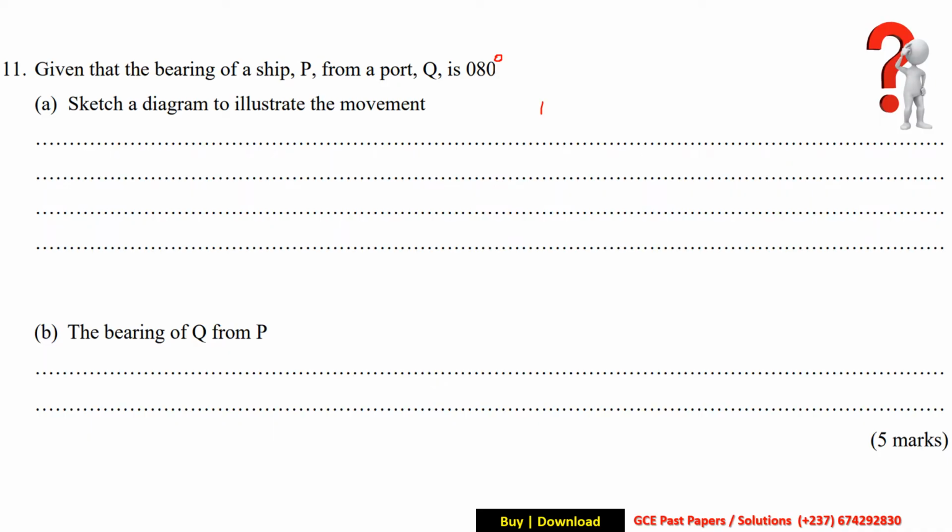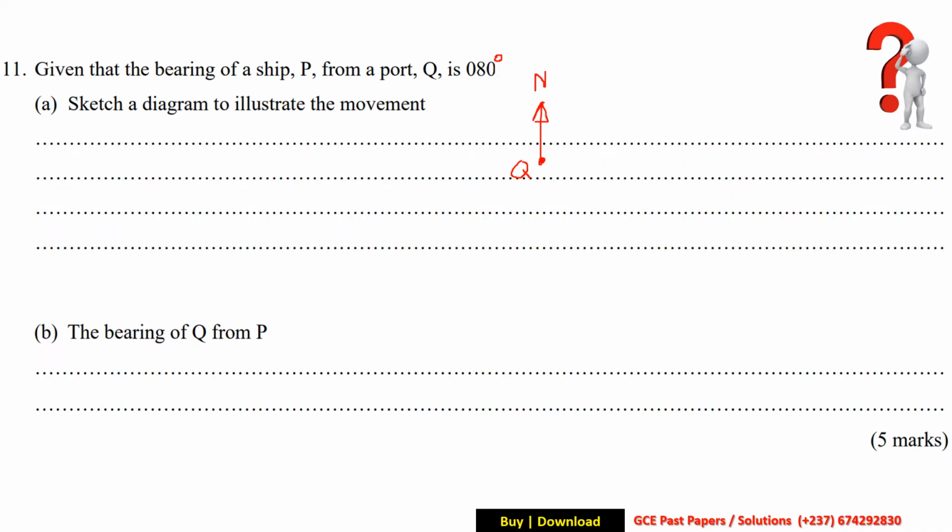Okay, so first of all, to do any of these sketches, you have to put your knot somewhere. Let me make it small. So this is my knot that I've placed. Bearings are measured clockwise, right? So at this knot here, this is the port Q. Now the bearing of a ship from this port Q is 80 degrees.